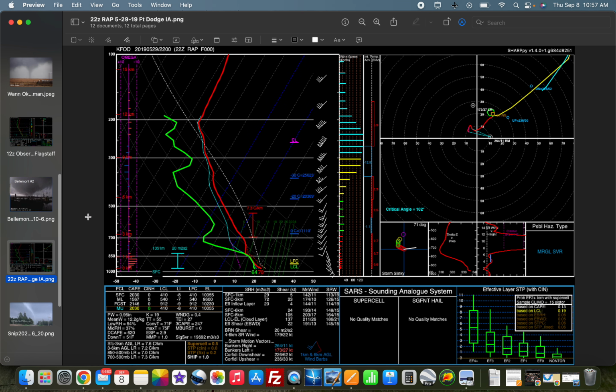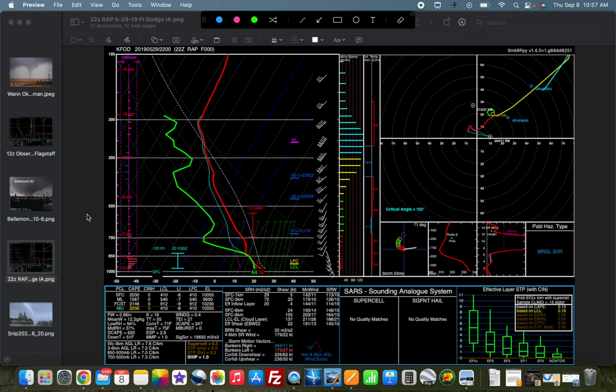This is another cold core case. Actually, this was a warm season case, May 29th, 2019. This was definitely a warm season case here, and you'll notice the overall kind of fat CAPE there, a 0 to 3 CAPE value of 247. This happened near Pocahontas, Iowa, in kind of northwest Iowa.